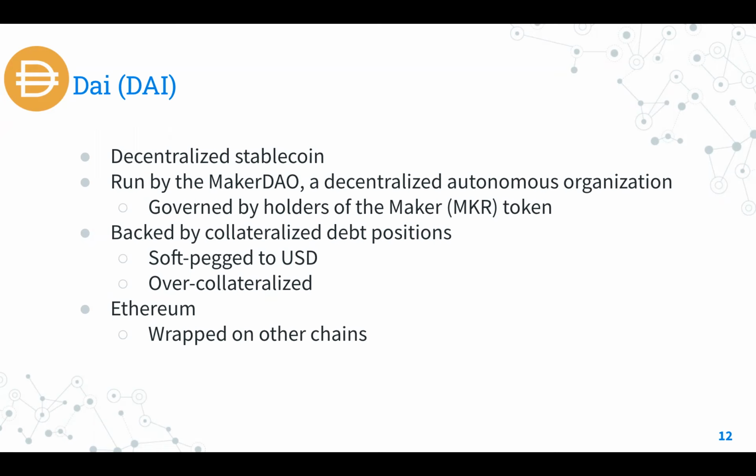And it's actually overcollateralized because these assets are volatile. They can move up and down. So they want to make sure that they have some time to be able to liquidate them before it gets to the point that DAI is no longer backed by the value of those assets. And DAI is only officially on Ethereum, but it's wrapped on other chains.